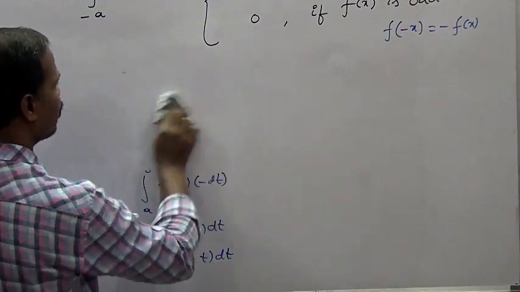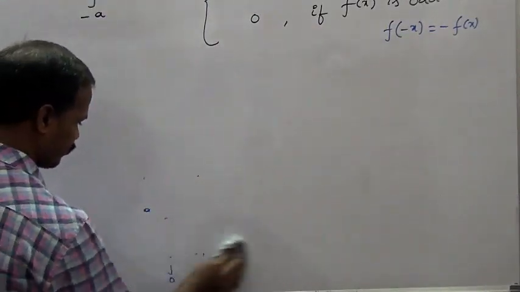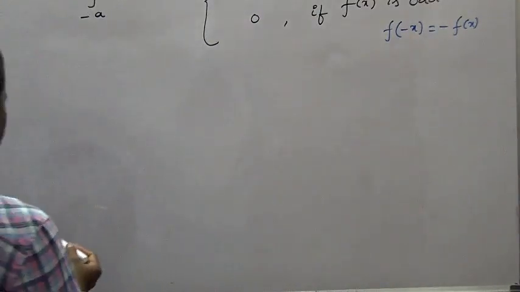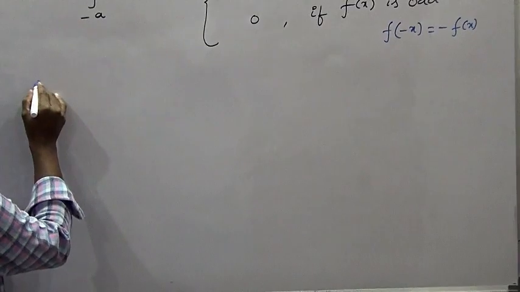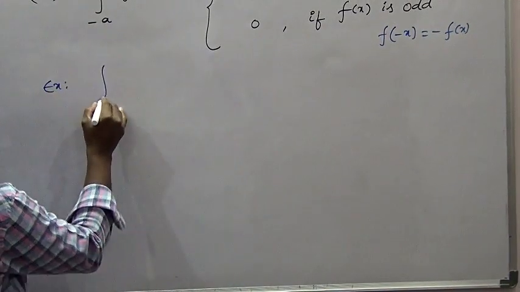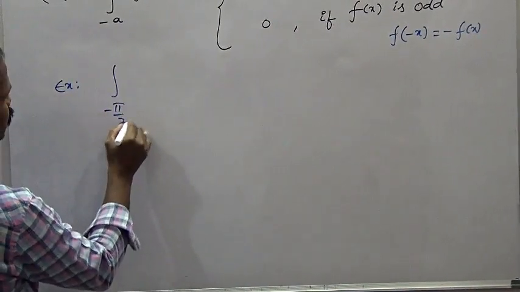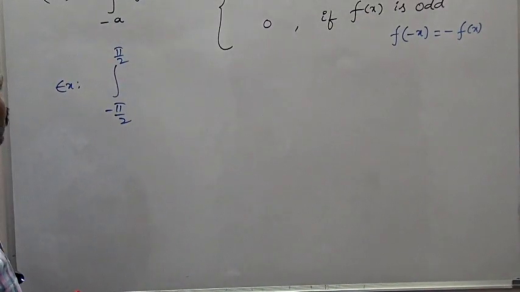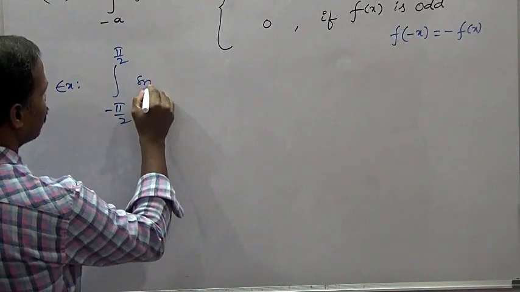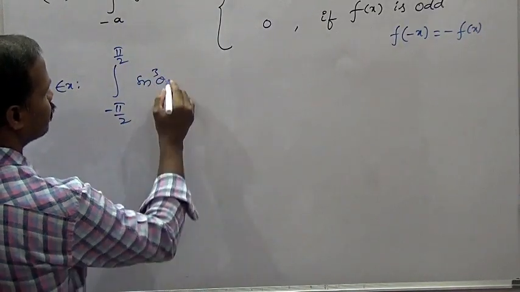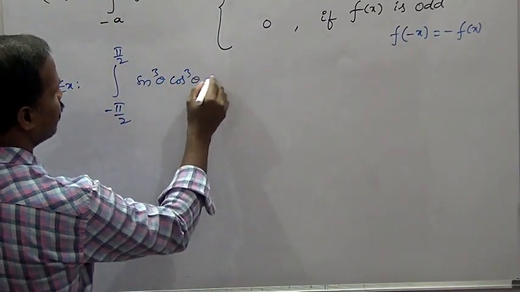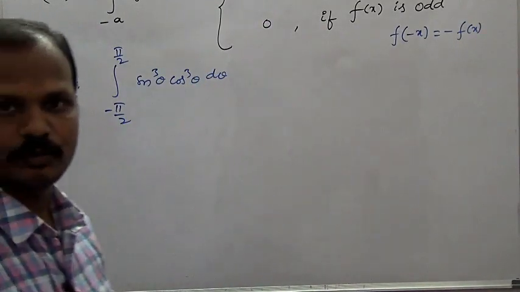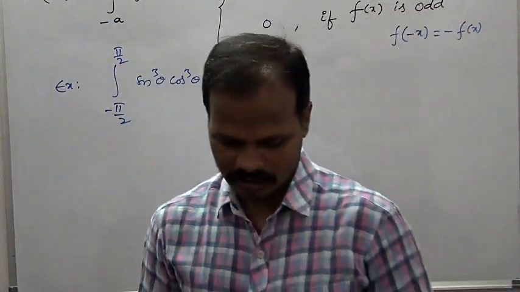Now I will give an example regarding this property. So let us take an example. Find integral minus pi by 2 to pi by 2 of sin cube theta, cos cube theta, d theta. Find integral minus pi by 2 to pi by 2, sin cube theta, cos cube theta.